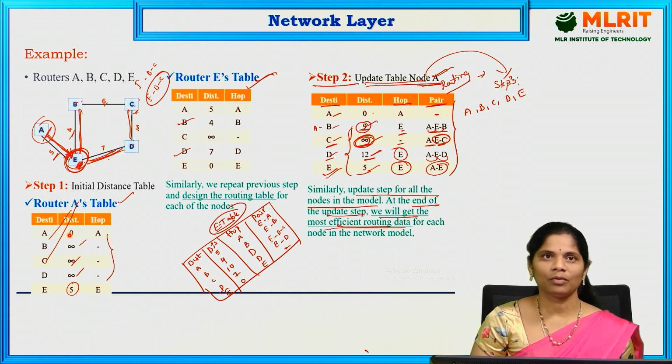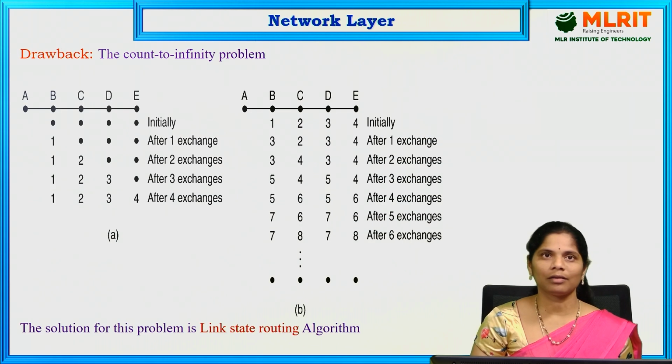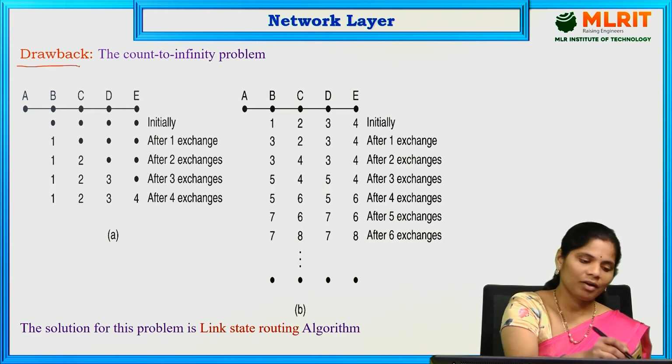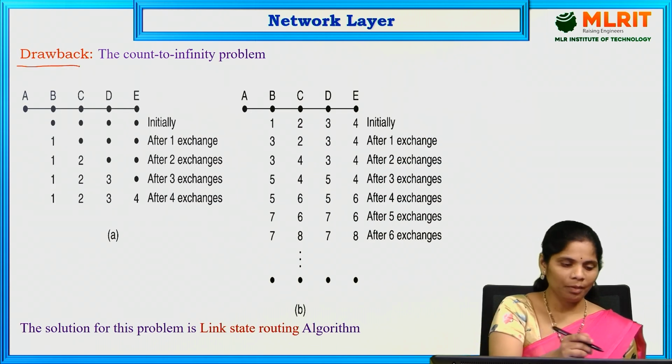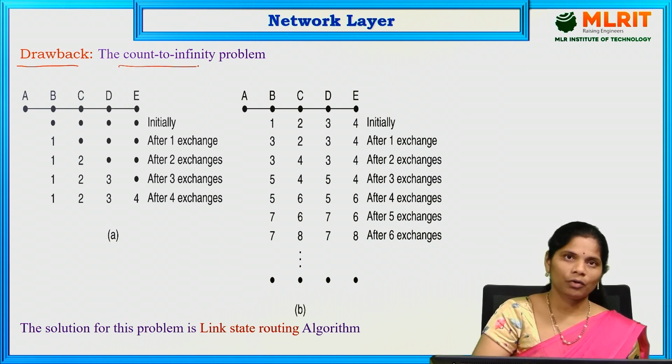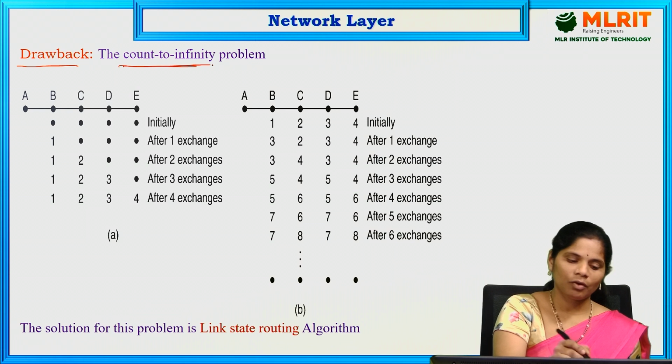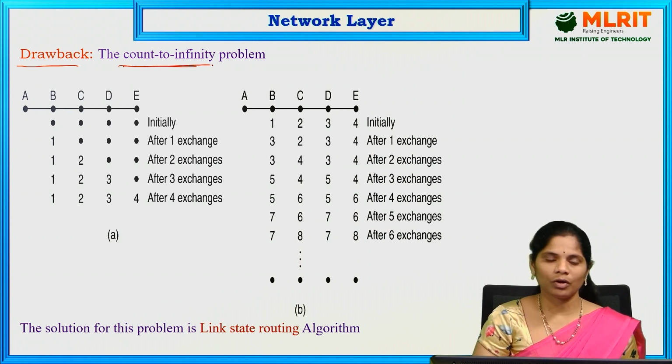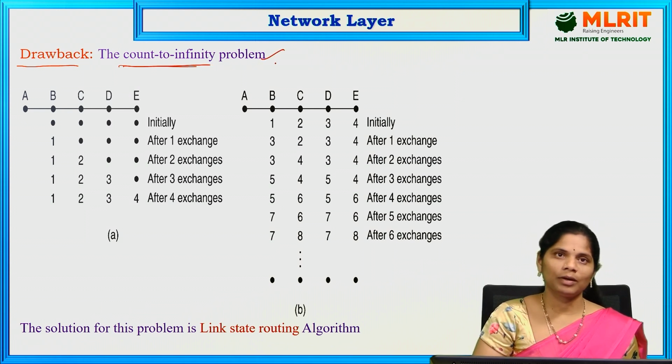See, this is the example of the distance vector routing algorithm. So, what is the main drawback of this particular algorithm? Using the distance vector routing algorithm, the main problem is the count to infinity problem. What is the count to infinity problem in this particular case?